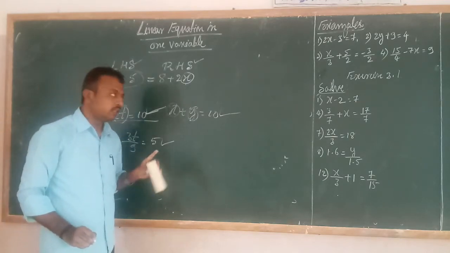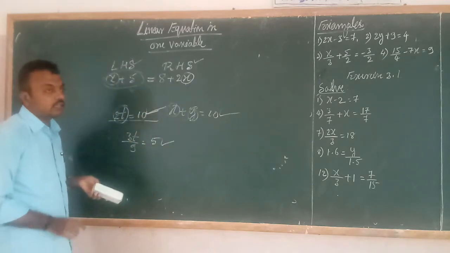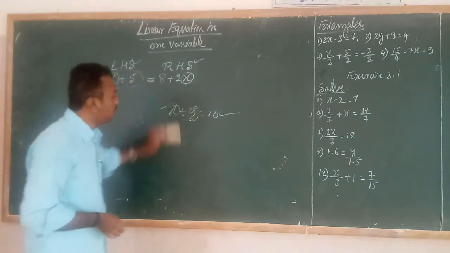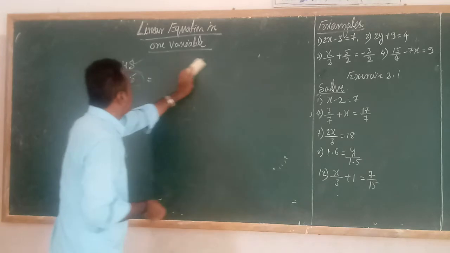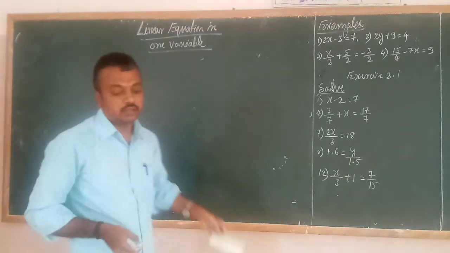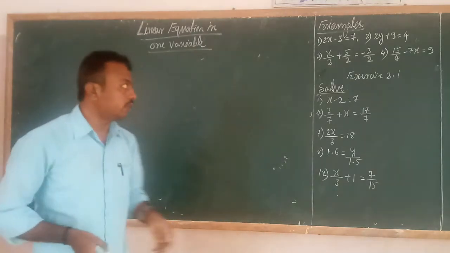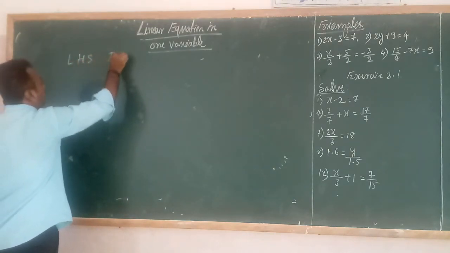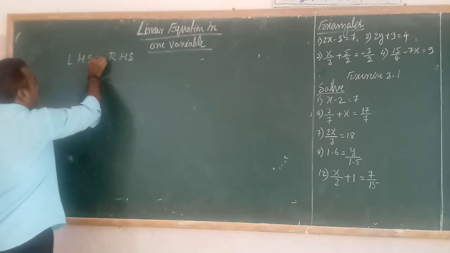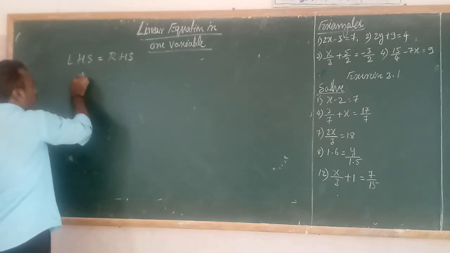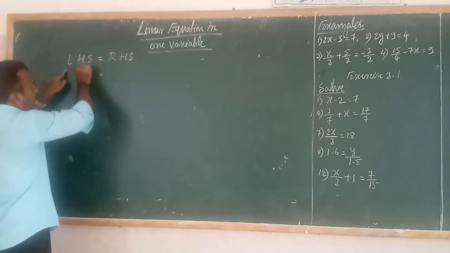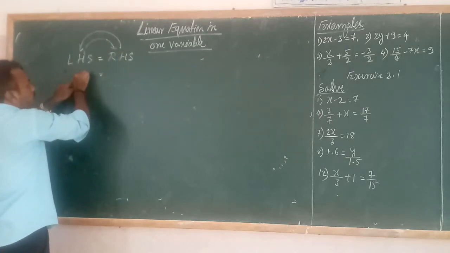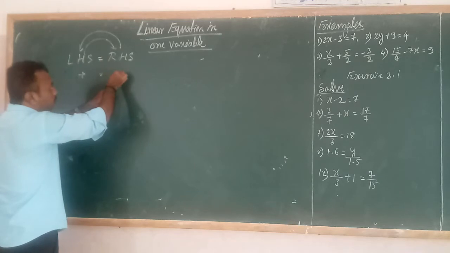Do you understand, students? So now we have to discuss some examples. We have to solve linear equations in one variable. So how do we solve linear equations in one variable? Let us check it. Some rules are there. See students, there is the LHS side and the RHS side, with the equals sign between them, correct?